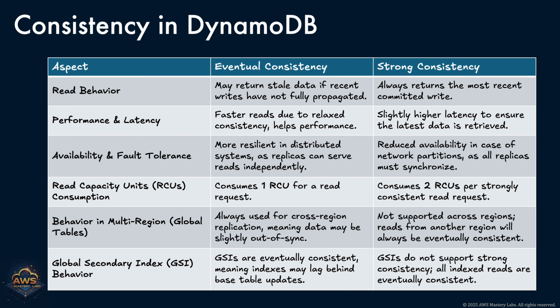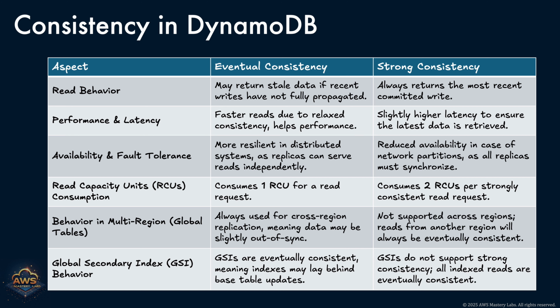However, this comes at a cost. Strong consistency requires higher latency, as DynamoDB must coordinate across replicas before serving the latest data. Strongly consistent reads also consume twice the read capacity units, RCUs, compared to eventually consistent reads, making them a more resource-intensive option.